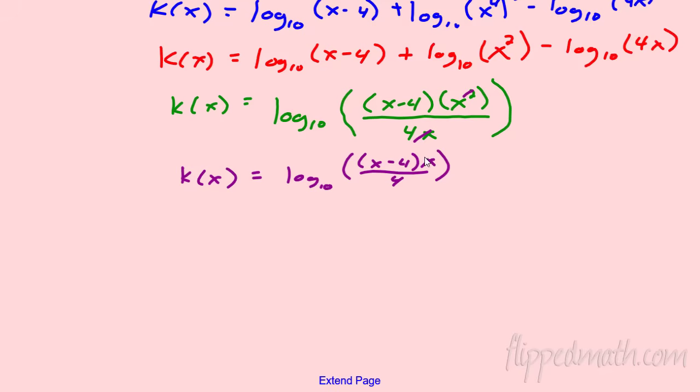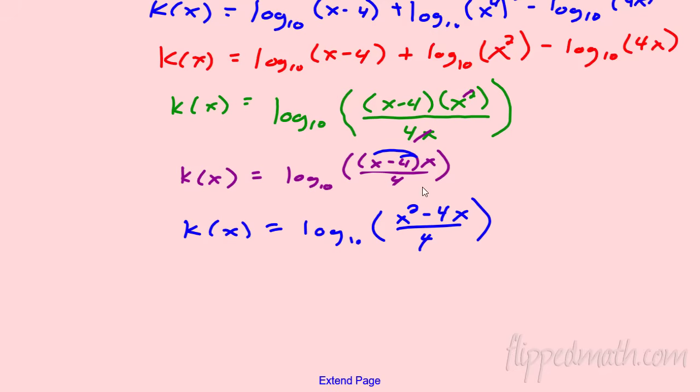So what's going to happen next? I need to distribute this x into both of these. So my function k of x is going to look like this. So I've got log base 10, and I'm looking at x squared minus 4x all over 4. I think this is pretty good. I think this would get you full credit here. You've gone as far as you can.